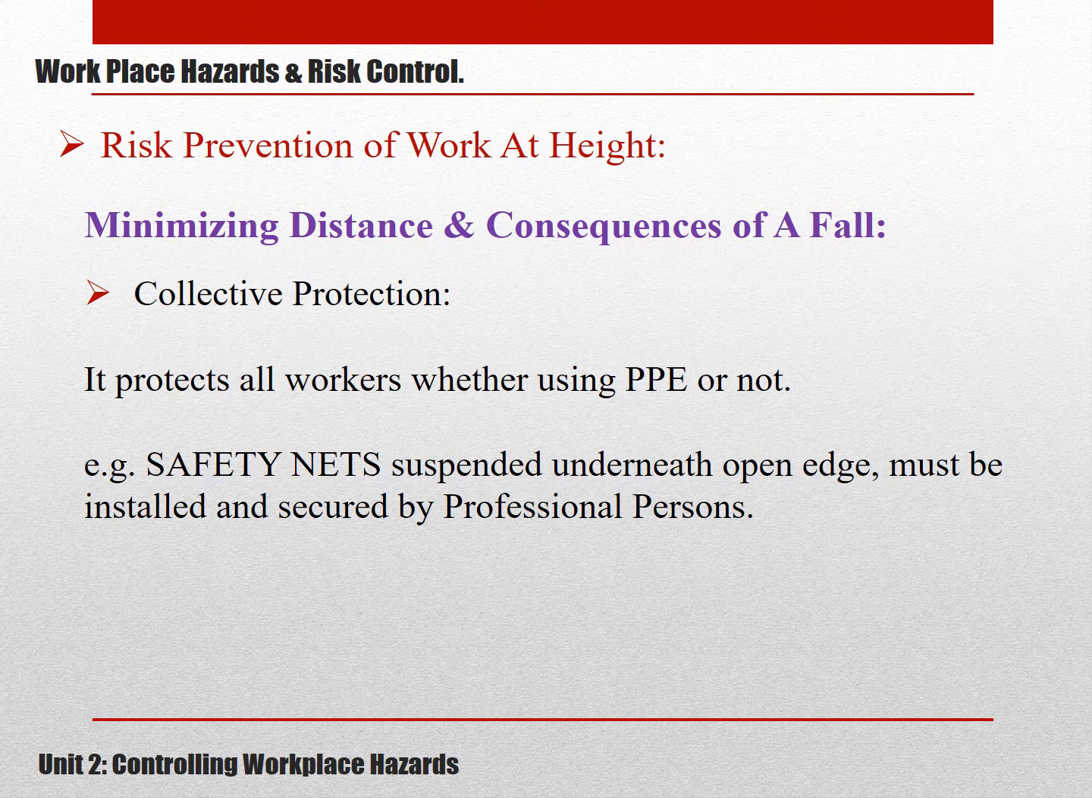The collective protection systems should be used because this will protect all workers who are working at height, not only those working close to an open edge on a roof or any kind, and whether the worker is using PPE or not. For example, safety nets might be suspended underneath the open edge while the worker is doing his job on a roof. It's also very important that all safety nets be properly installed and secured by a competent person as far below the roof as possible, and of course this is in order to minimize the distance fallen.